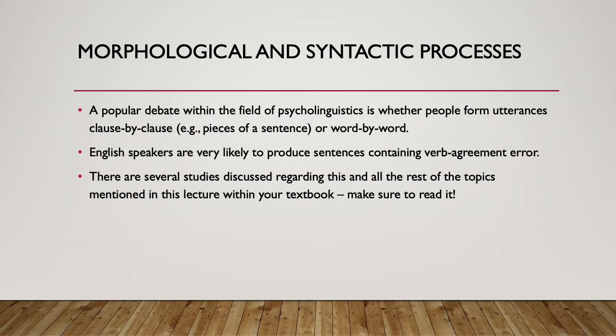English speakers are very likely to produce sentences containing verb agreement errors. A verb agreement error happens when a subject is brought into a sentence and the following verb does not match that subject. This occurs most often when there's a modifying clause, increasing the wordiness of the sentence and therefore increasing the likelihood that a mistake will be made. There are several studies discussed regarding this and all the rest of the topics mentioned in this lecture within your textbook, so make sure and read.